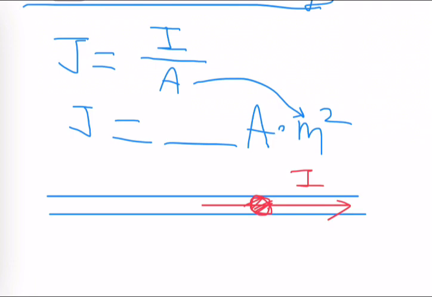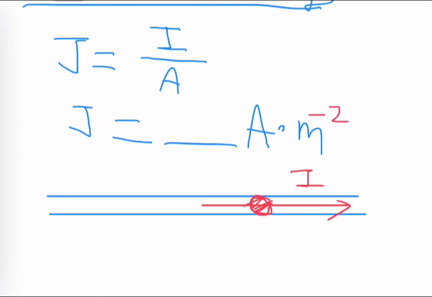Any problem? The unit is ampere per meter square. This is not ampere meter square; it is ampere per meter square. Yes, that's good thinking. Correct. So the unit is ampere per meter square.